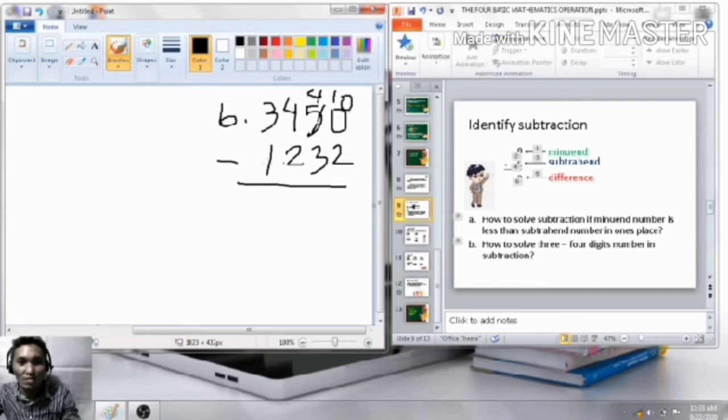Okay, now 10 minus 2 equals 8. Then 4 minus 3 equals 1. Then 4 minus 2 equals 2. Then 3 minus 1 equals 2. So therefore, the answer is 2,218.